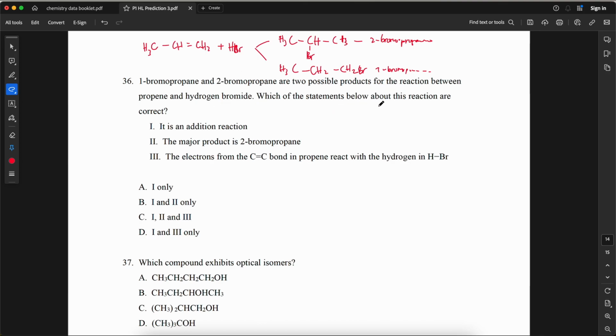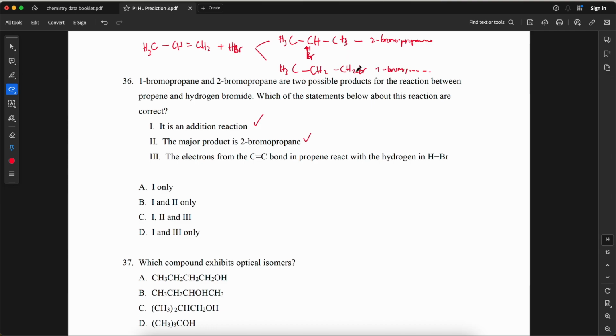Which of the statements below about these reactions are correct? It is an addition reaction. Correct, right? Because it's an alkene with hydrogen bromide. The major product is 2-bromopropane. Also correct. Why? Because when it is 2-bromopropane, the carbocation intermediate is more stable because it's attached to 2 alkyl groups.